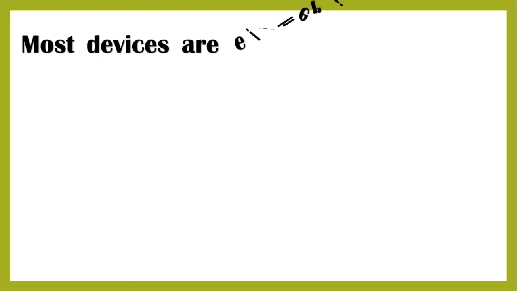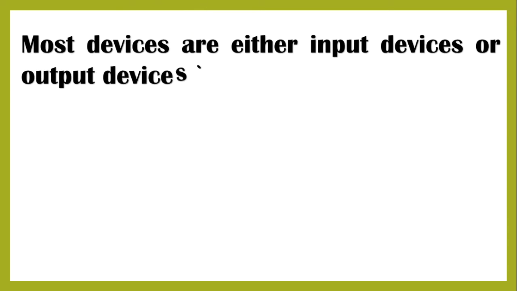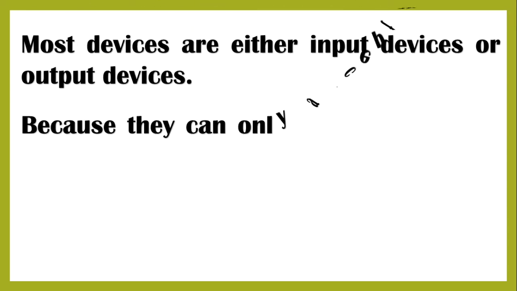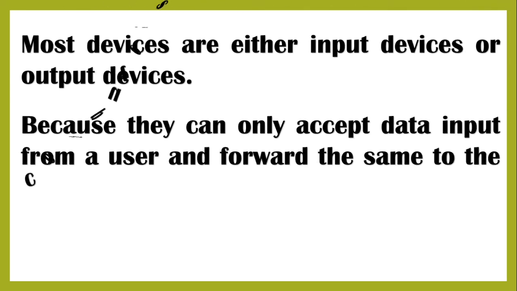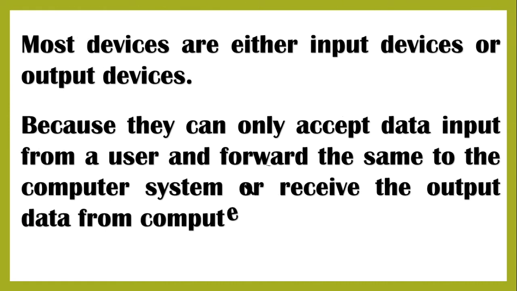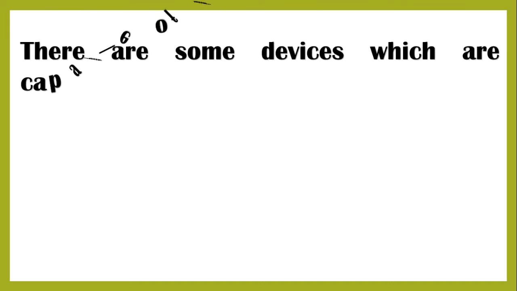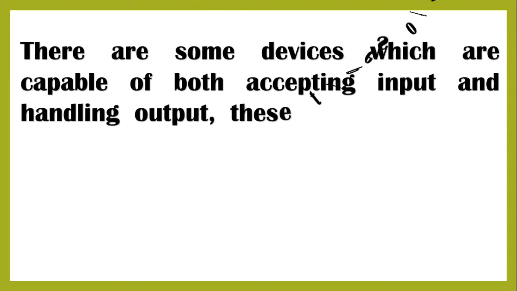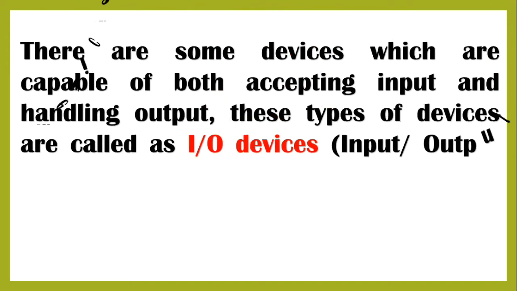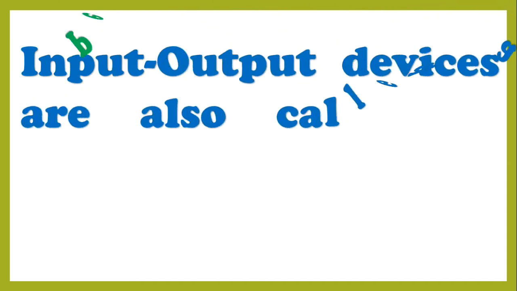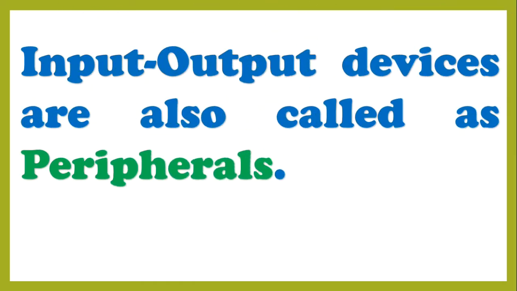Most devices are either input devices or output devices, because they can only accept data input from a user and forward the same to the computer system, or receive the output data from the computer. There are some devices which are capable of both accepting input and handling output. These types of devices are called I/O devices, input-output devices. Input-output devices are also called peripherals.